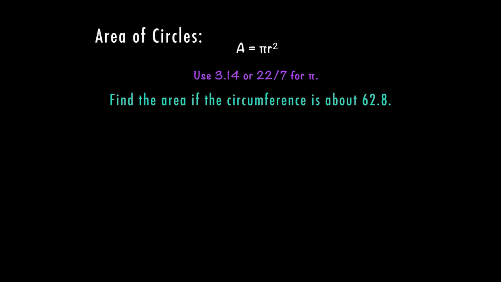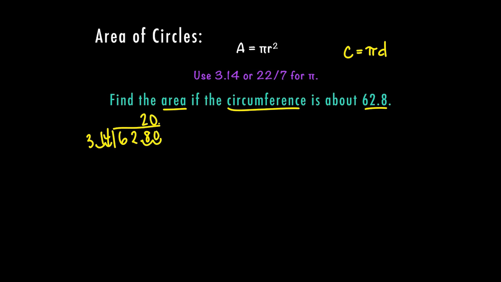For this last example, we do have to do a little bit of extra math because instead of asking for the area and giving us the diameter or the radius, they're giving us the circumference. So we're going to have to go back to a previous video where we learned the circumference is equal to pi times the diameter. The first thing we have to do in this situation is divide 62.8 by pi, and we're going to use 3.14 for pi.